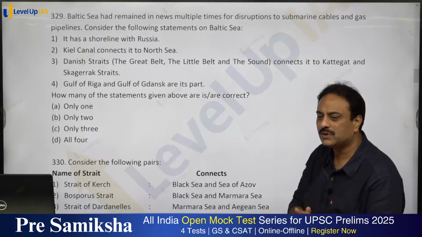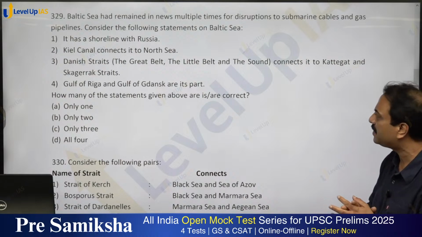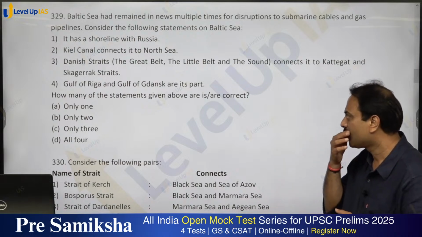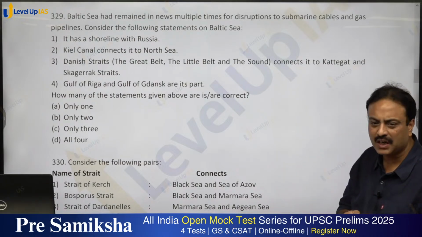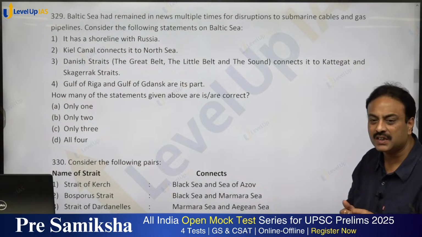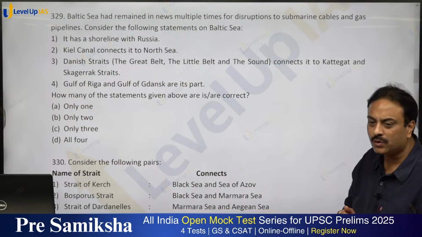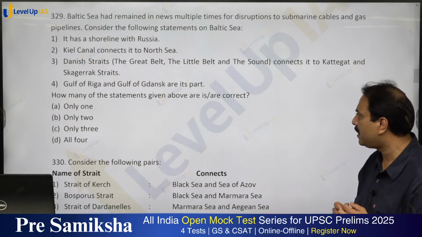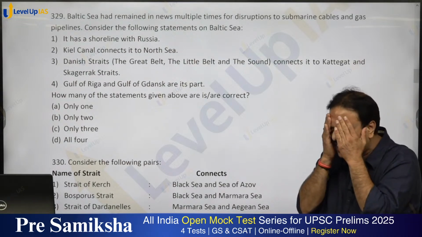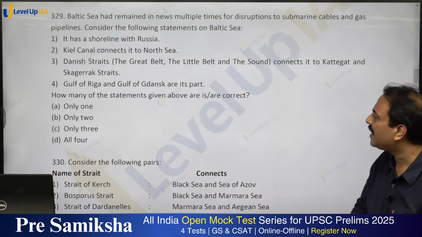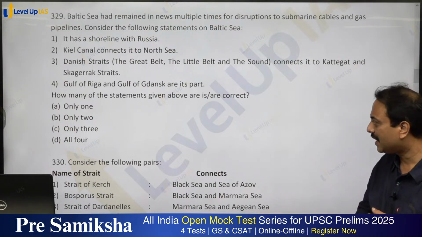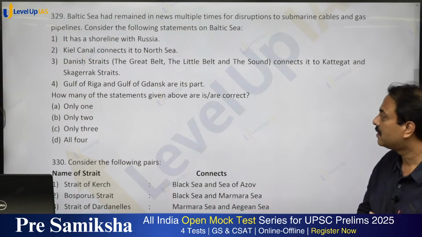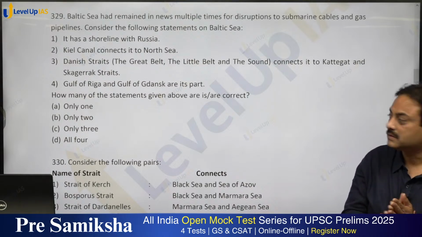Baltic Sea had remained in news multiple times for disruptions to submarine cables and gas pipelines. Consider the following statements on Baltic Sea. It has a shoreline with Russia. Kiel Canal connects it to North Sea. Danish Straits, the Great Belt, the Little Belt, the Sound connect it to Kattegat and Skagerrak Straits. Gulf of Riga and Gulf of Nask are its part. All four are correct.